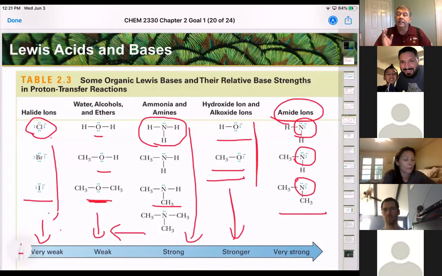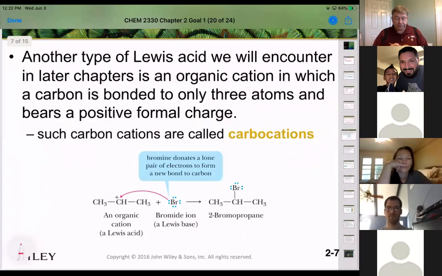Okay, and we're going to see that when we start doing reactions, some reactions will work with water. Some reactions will work with an amine base. Some reactions will require a hydroxide, and some reactions will require that amide ion. And it all has to do with that proton is less and less acidic, so you need a stronger and stronger base to fight it. Okay, good. All right. So I'm going to move to the next slide here, okay?